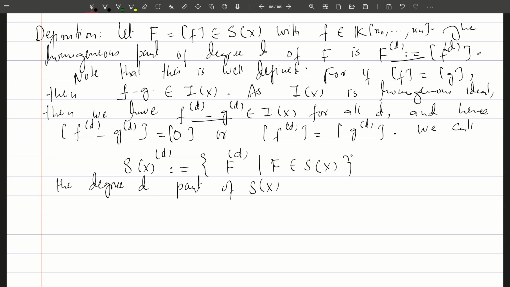Now, defining these things over here, we can talk about the quotient field of Sx. Note that Sx is an integral domain, so we can talk about its quotient field. So let Q of Sx be the quotient field of Sx.